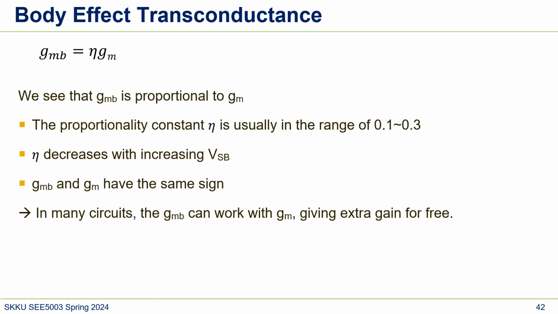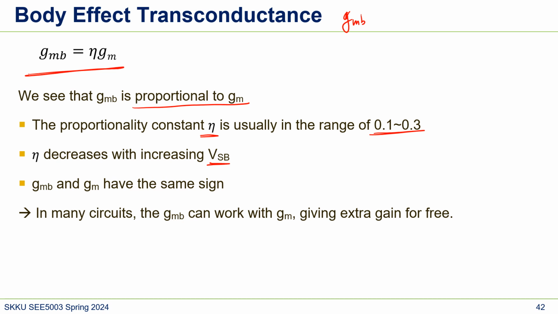With the complicated calculation in the previous slide, we got this form. Let's see how it works. The body effect transconductance, GMB, is proportional to GM. This eta is a constant, usually in the range shown here. Eta is also a function of VSB, but as I said, this is a small signal model, so we assume it is constant in terms of large signal.